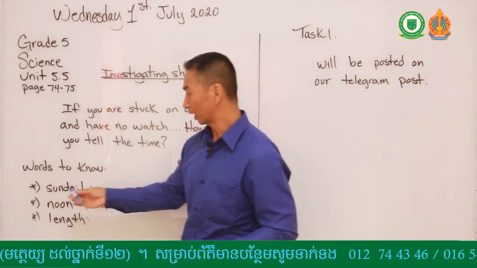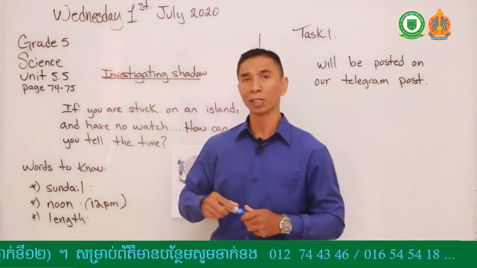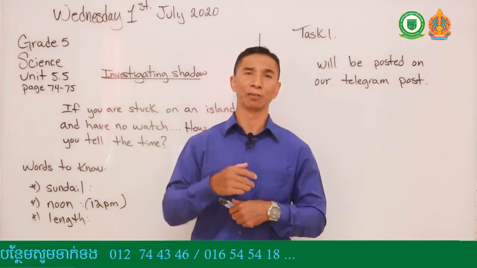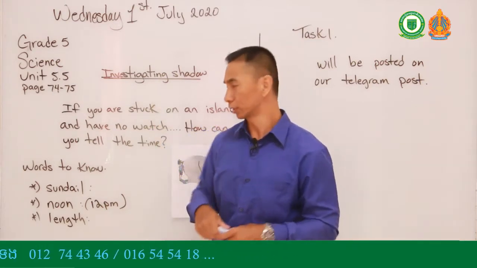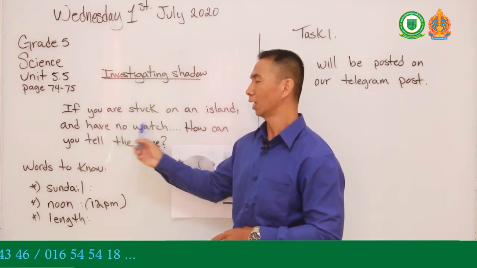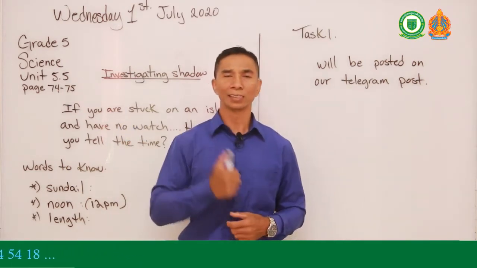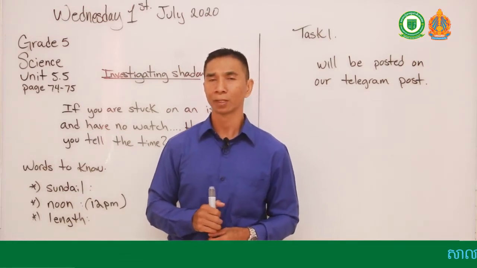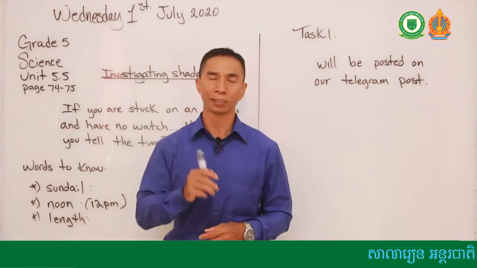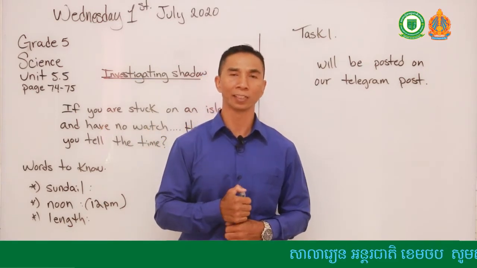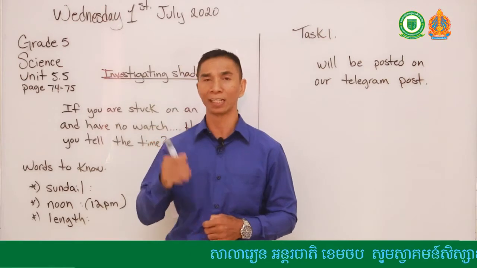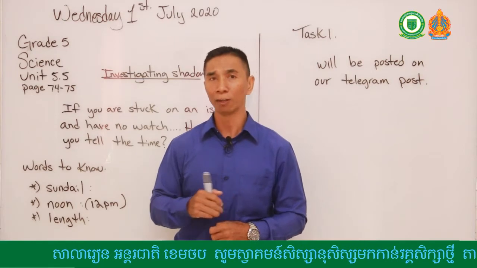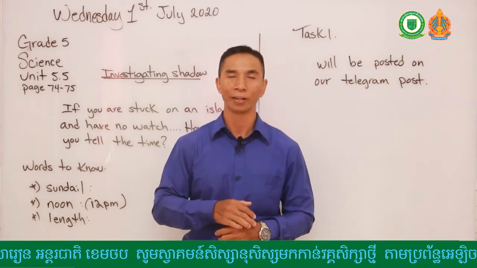Now our word for today, sundial. What is a sundial? In ancient times, when the world had no watches, they used a sundial to tell time. So can someone post and tell me what a sundial is? In some pictures behind me, I have pictures of sundials that were made thousands of years ago. These are some of the things they used to help tell time. I will post this picture on our Telegram post so you can have a better view of it.